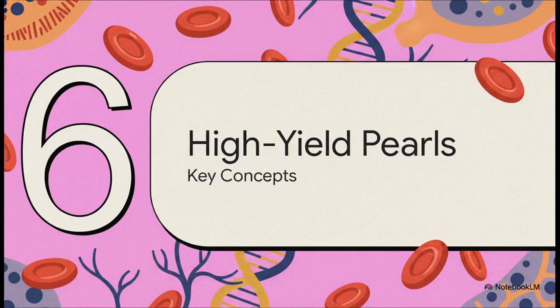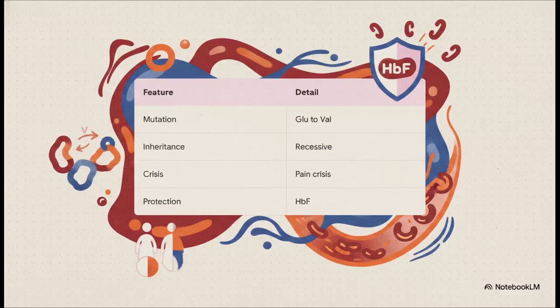Okay, time to bring it all together with Section 6, High-Yield Exam Pearls. Let's rapid fire through these. Memorize these 4 facts immediately. The mutation is always a glutamic acid to valine swap. The inheritance pattern is autosomal recessive, meaning you need a mutated copy from both parents. The most important frequent crisis is the vaso-occlusive pain crisis. And finally, fetal hemoglobin, or HbF, acts as your ultimate protective factor against sickling.